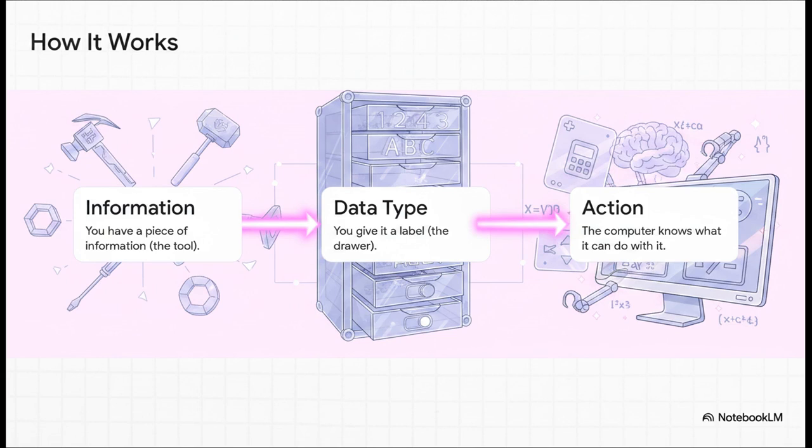First, you've got your piece of info. That's your tool. Then you give it a data type. That's you putting the tool into a clearly labeled drawer. And boom, now the computer knows exactly what's possible. It knows it can do math with the stuff in the numbers drawer, but it can't do math with what's in the text drawer. That label sets the rules of the game.